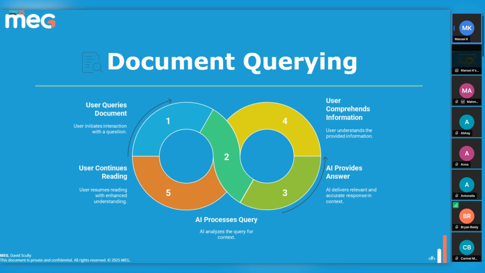The next feature is document querying. An integrated AI agent within MEG Docs provides users with a conversational and efficient way to query the document they are currently reading. By leveraging a deep contextual understanding of the content, the AI can deliver direct, relevant, and accurate answers to a variety of questions, ranging from specific fact retrieval to summarization. This feature enhances the user's interaction with the document, allowing them to quickly find and comprehend information without ever leaving the reading interface itself.